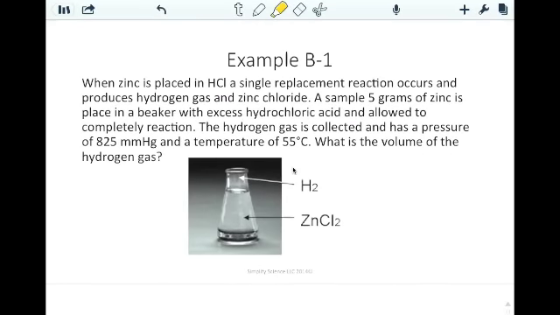So example B1, it says when zinc is placed in hydrochloric acid, a single replacement reaction occurs and produces hydrogen gas and our zinc chloride.